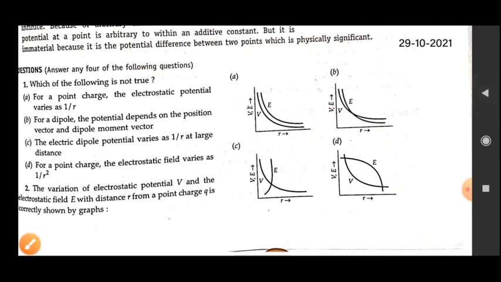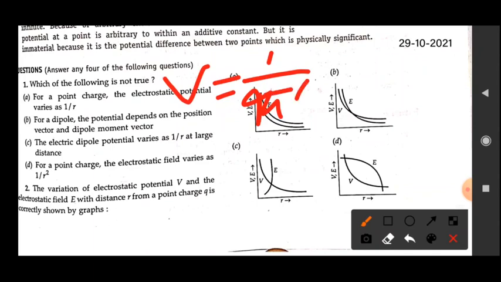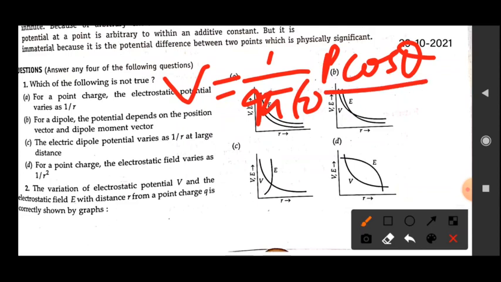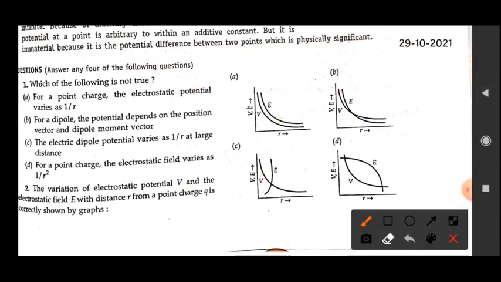Next, the third option: the electric dipole potential varies as 1 by r at large distance. If you see the concept of potential, just now I wrote the formula: 1 upon 4 pi epsilon 0 times p cos theta upon r square, where I have taken cos theta equal to 1. So in the case of a dipole, the potential varies as the inverse of the distance square. So this option is incorrect for us.